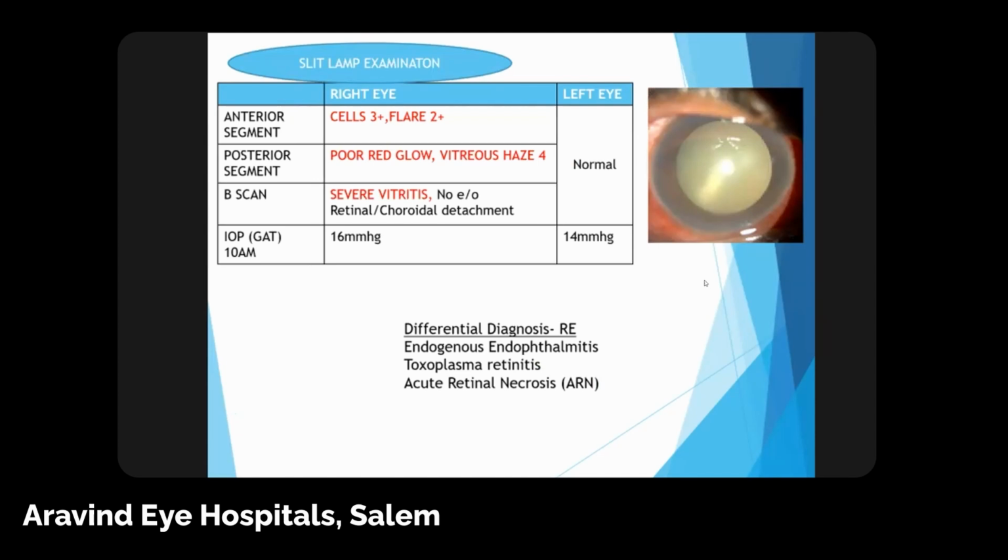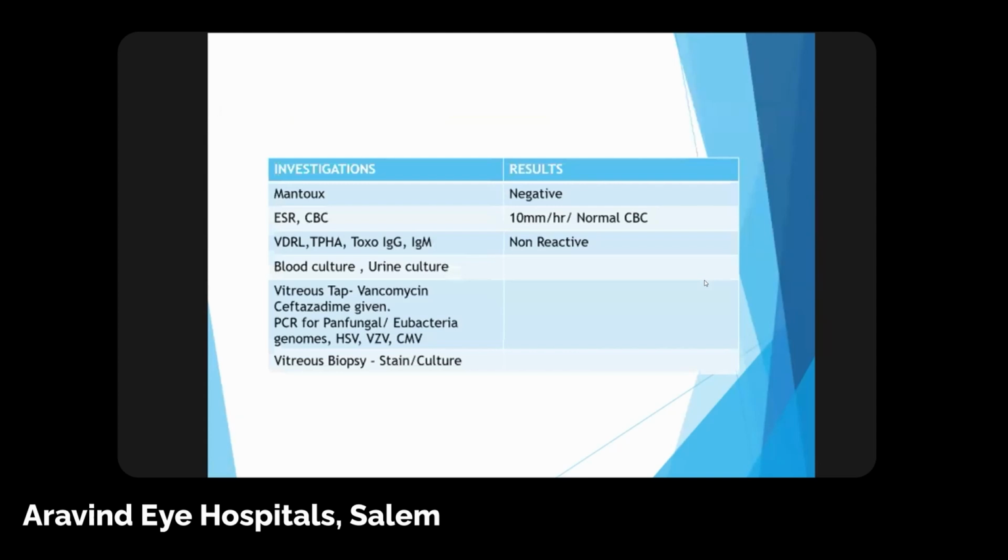Any point of time when I can't see the fundus at all, my three differential diagnoses are these. I'm sure the other uveitologists will also agree. It's acute retinal necrosis, toxoplasmosis, or endogenous endophthalmitis. So the routine investigations: TC, DC, CBC, ESR, Mantoux, VDRL. Apart from that, vitreous tap was done, vitreous biopsy was done. This is for the endogenous endophthalmitis part.